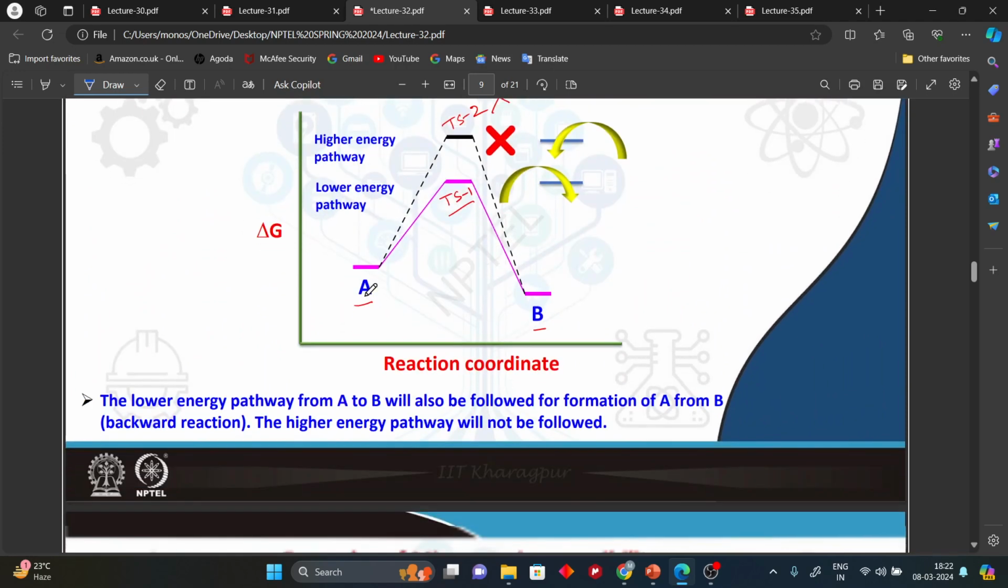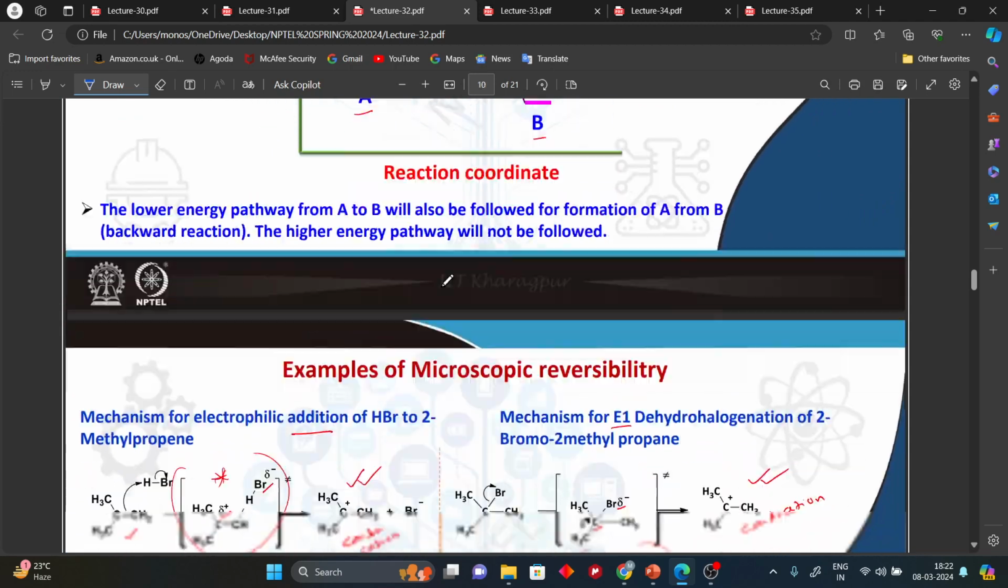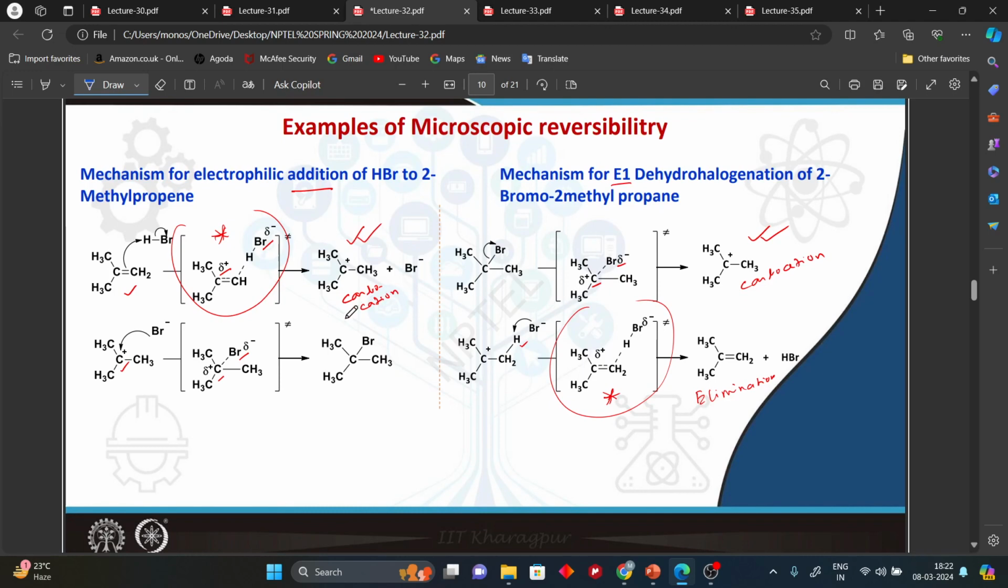this is just an energy diagram, and this is the example. Here you are seeing that with HBr they have explained the same phenomenon. For electrophilic addition, at first protonation like this, then carbocation generation, followed by Br minus attacking like this. This is the forward path. And what happens in the reverse one? In the same way it would happen.